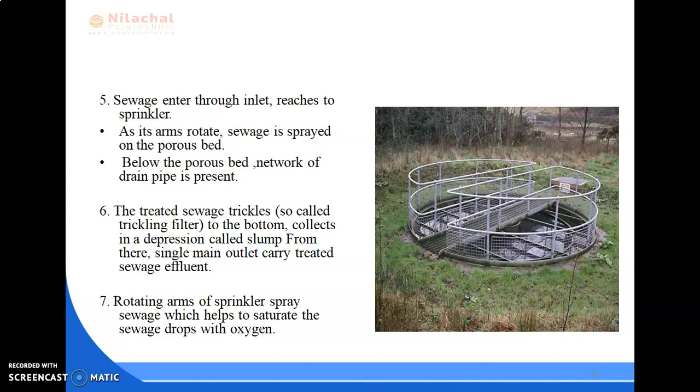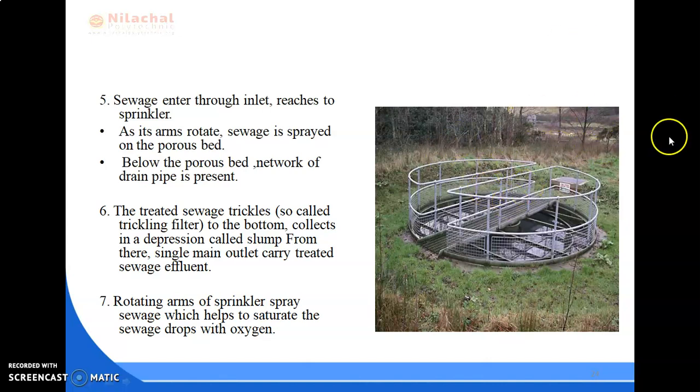Here sewage enters through the inlet and reaches the sprinkler, as shown in this figure. As its arms rotate, sewage is sprayed on the porous bed. Below the porous bed, a network of drain pipes is present. The treated sewage trickles to the bottom and collects in a depression called the sump. From there, a single main outlet carries the treated sewage effluent.